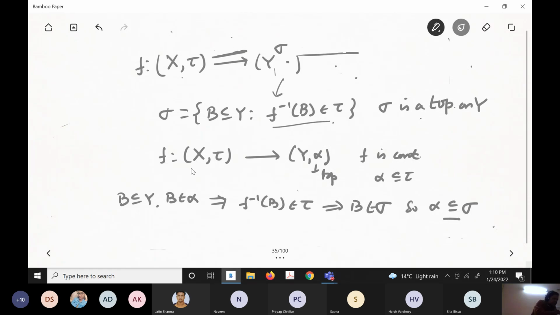Any topology which makes f continuous is weaker than this, because here I have taken all possible sets such that f inverse of B belongs to tau. Okay. So this is the thing. So this is the strongest topology. This is the strongest topology. Okay. So this way you get this.